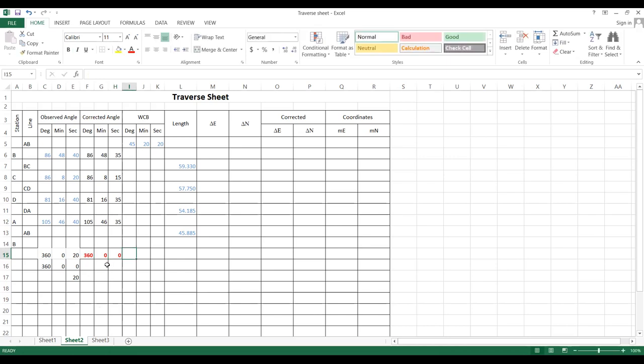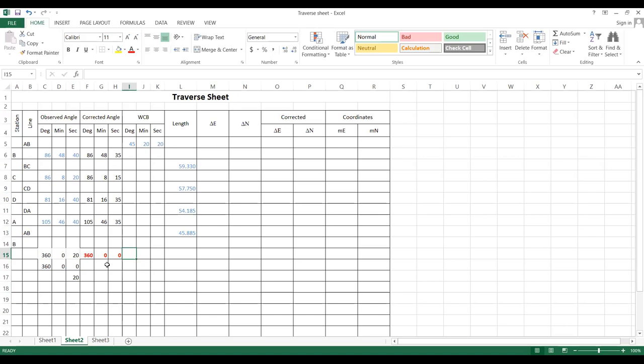The reason why I put it in red, this is considered as a checkpoint. This is a check to confirm that you have correctly corrected the angles. In traverse calculations, evaluations, you may have marks for these checkpoints. Sometimes you will correctly distribute, but you have to show that. You have to show that it is correctly done.